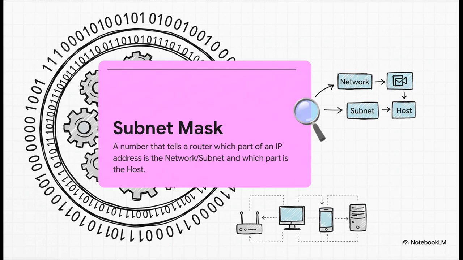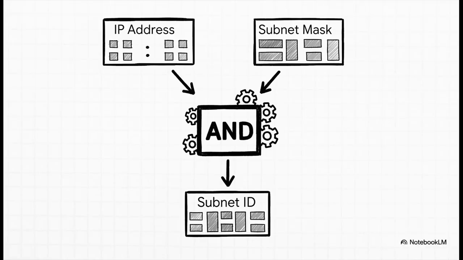The mask tells it exactly how to read the address. This part is the main network, this part is the subnet neighborhood, and that part is the specific house. The process itself is just some super fast digital logic. The router takes the IP address and the subnet mask, performs a quick mathematical comparison on them. Think of it like laying a stencil over the address, and poof, it instantly isolates the subnet ID. Now it knows exactly which neighborhood the packet needs to go to.